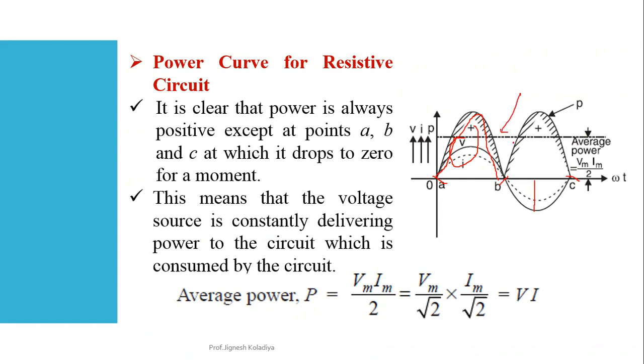and that's why, with all positive cycles, I will get the average, and that average is what? VmIm by 2. That is what we have found out. This means that the voltage source is constantly delivering power to the circuit, which is consumed by the circuit. Voltage source is constantly delivering power. Okay, and this is nothing but this average power. But it is only possible in the case of a resistive circuit.